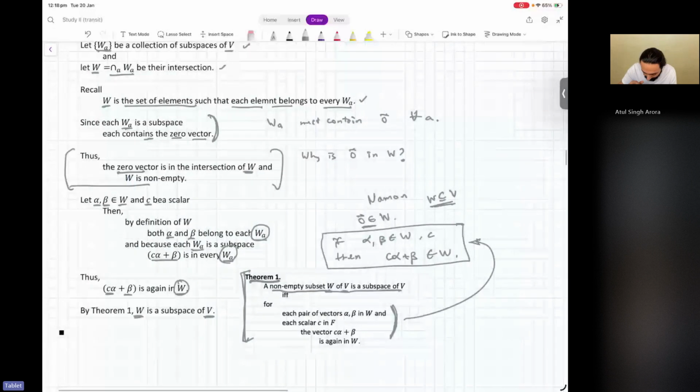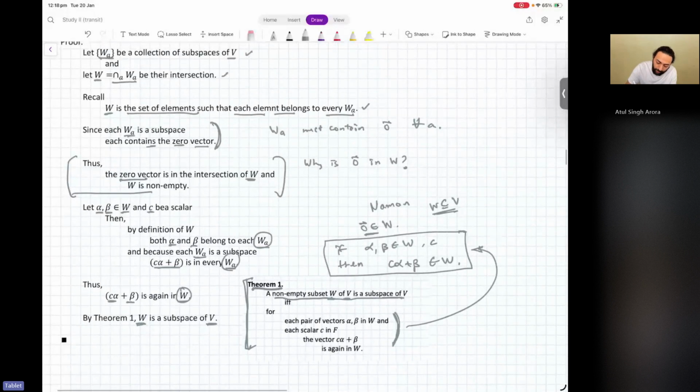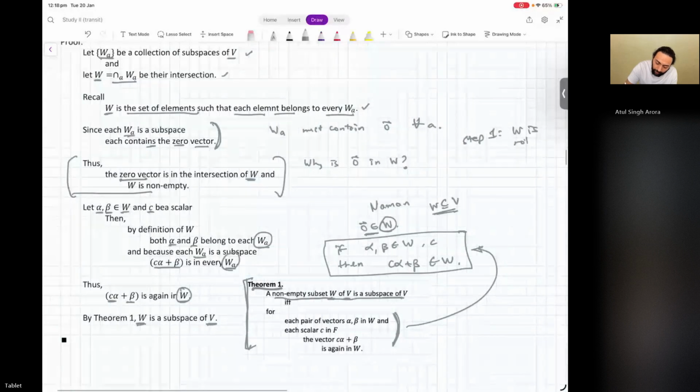Sir, what if we cannot find any alpha, beta which is common in every subspace? That is okay. So the first part of the argument was that we have to show that W is non-empty. So step 1 is W is not empty. It could be that W is just the 0 vector. Then alpha and beta, which you take from W, will have to just be the 0 vector. You cannot do anything else.